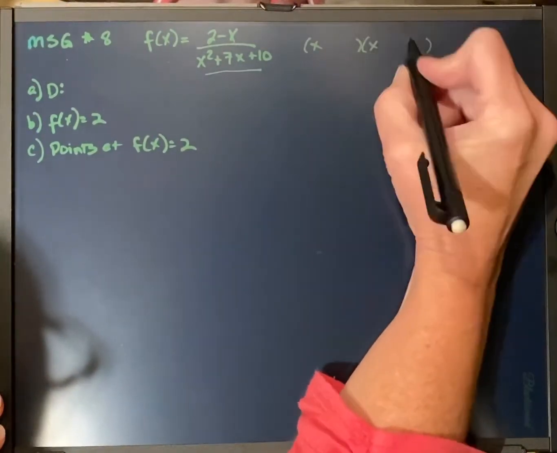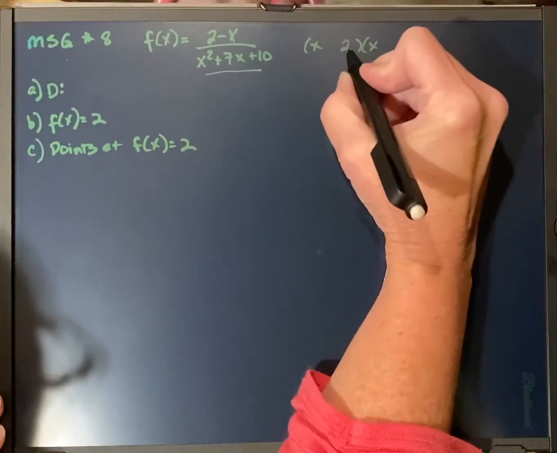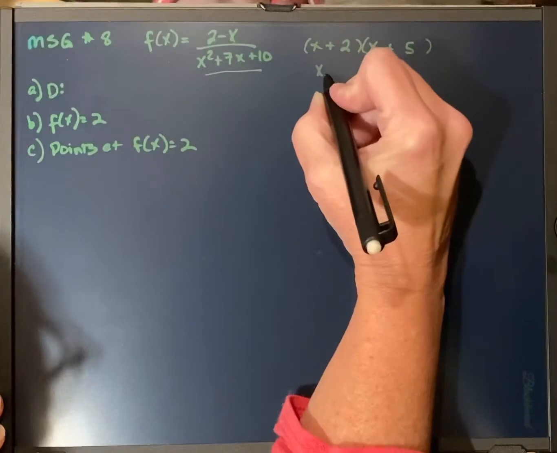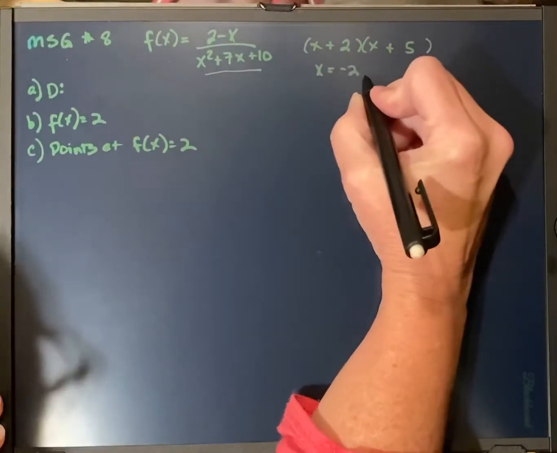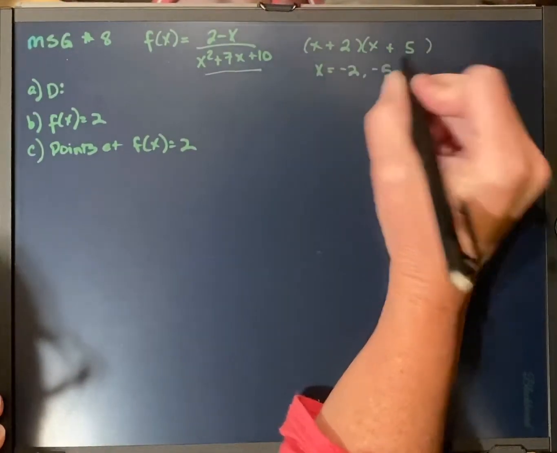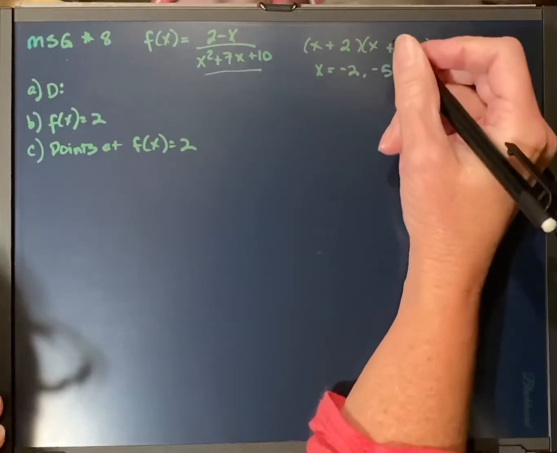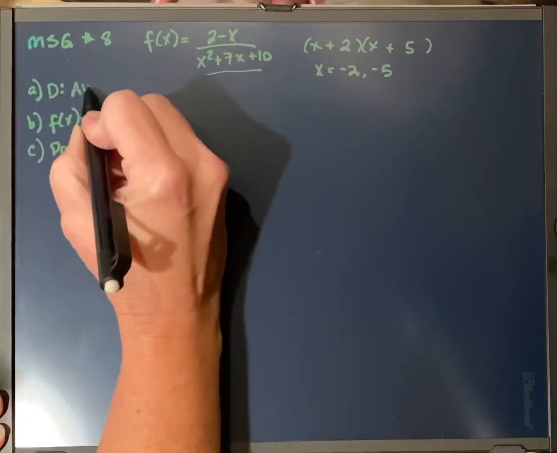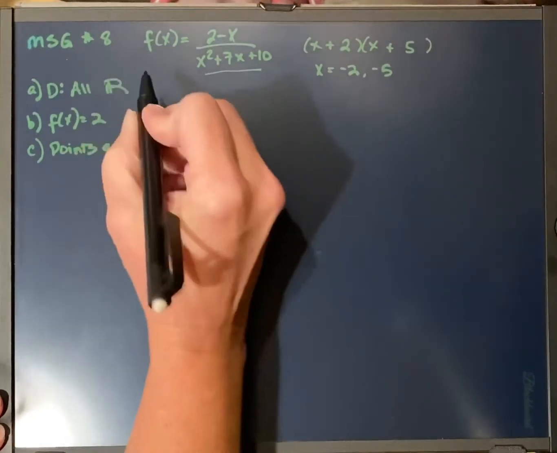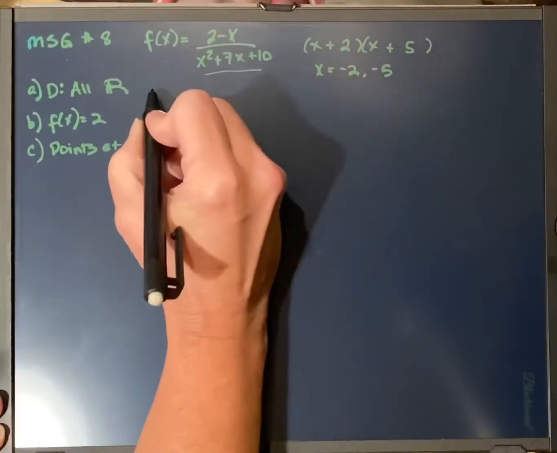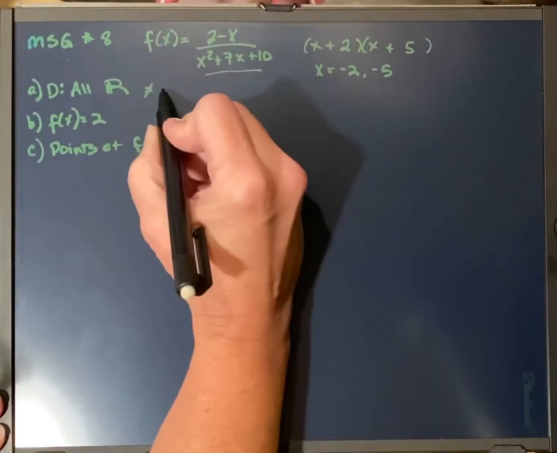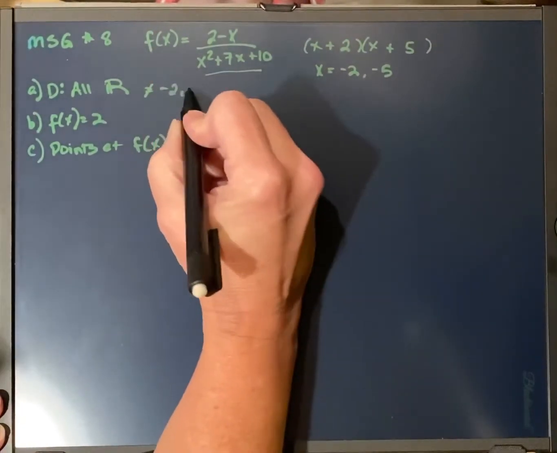We need to create 10, so we've got a 5 and a 2, and they're both positive. So for values of x equals -2 and -5, x is not in the domain. So the domain is all real numbers except -2 and -5.